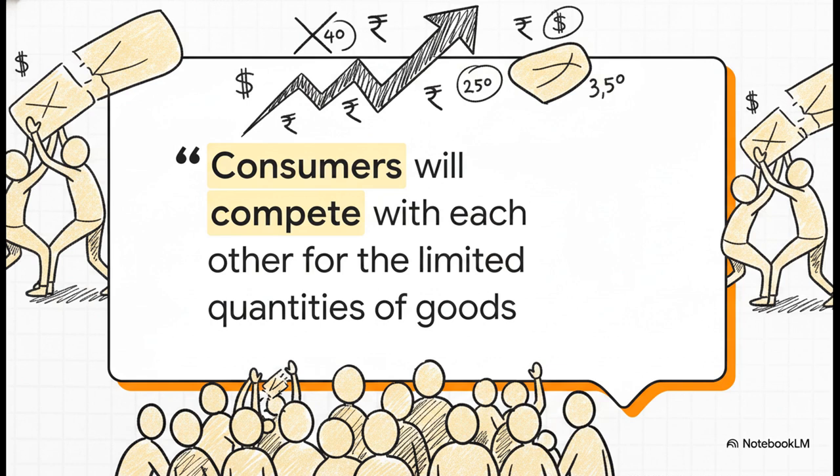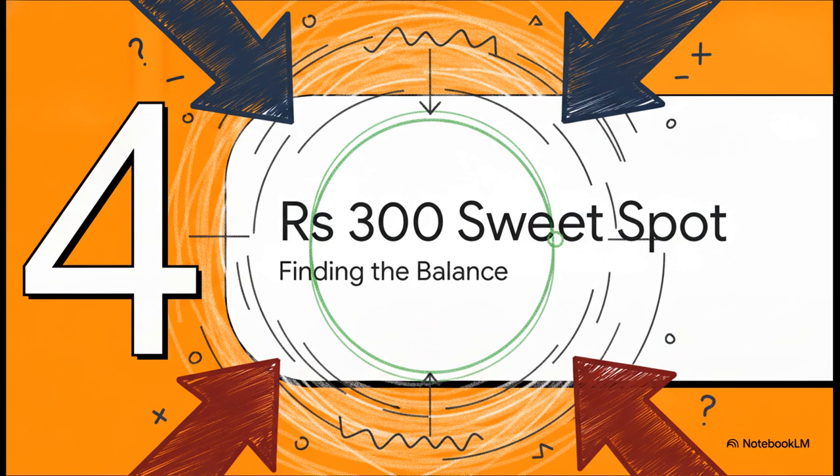This severe shortage actually provides a golden opportunity for the sellers. They look around and realize they can raise their prices, and these desperate consumers are still going to buy. So this excess demand naturally leads to a rise in prices, pushing the whole market upward. Section 4. The RS300 sweet spot, finding the balance.